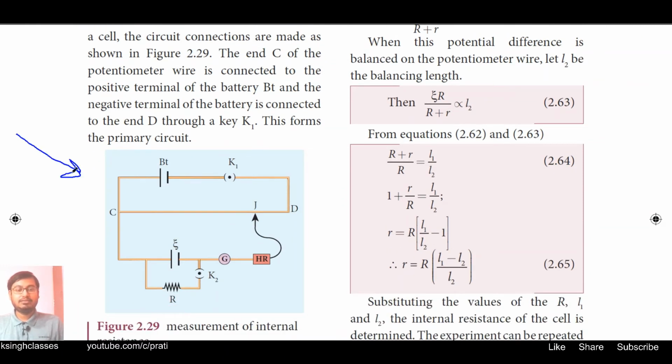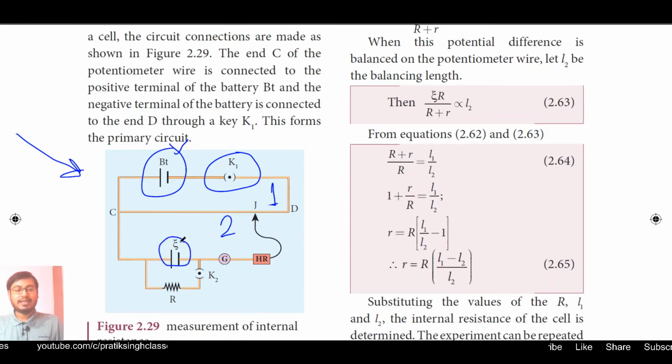In the potentiometer, as you can see in figure 2.29, we have a battery BT whose current value and resistance value we know very well. It is connected to a switch K. Then between C and D there is a manganese wire, and this is your primary circuit. Again between C and D we have a secondary circuit where we have a cell whose EMF is Xi. It is connected to a resistance R in parallel, and there is a key K2. Now they are connected to a galvanometer, then a high resistance, and then to the jockey J, which can slide easily over C and D to get zero deflection in the galvanometer.